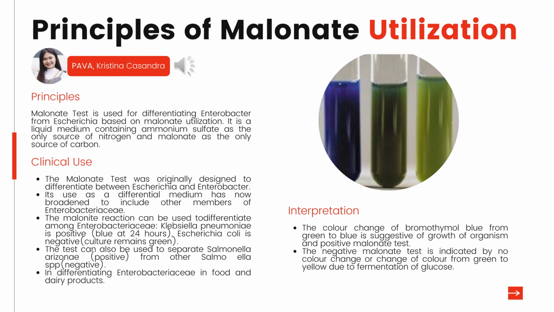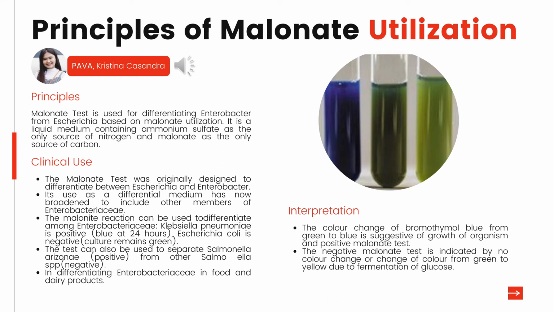Malonate utilization test is a colorimetric or differential test of the ability of bacteria to use malonate as a source of carbon, the endpoint of which is the production of alkaline metabolites that induce a color change from green to blue. An organism that can simultaneously utilize sodium malonate as its carbon source and ammonium sulfate as its nitrogen source produces an alkalinity due to the formation of sodium hydroxide.